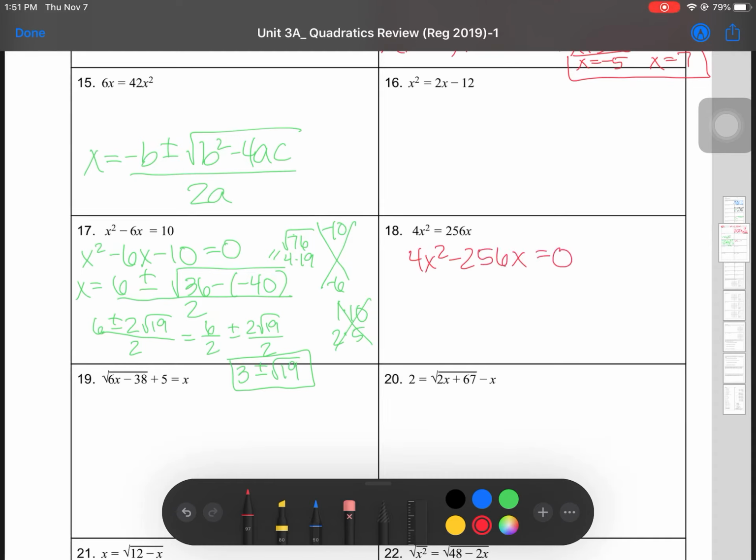Okay, you can factor this. A lot of us forget about this. Try GCF factoring, really on both number 15 and number 18 here. That's going to be important for you to be able to finish that problem.